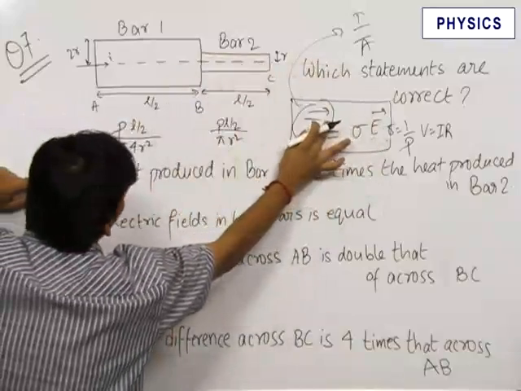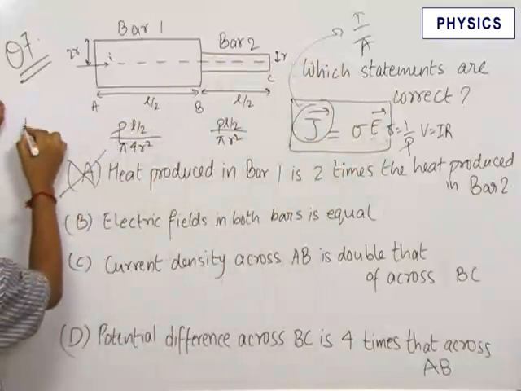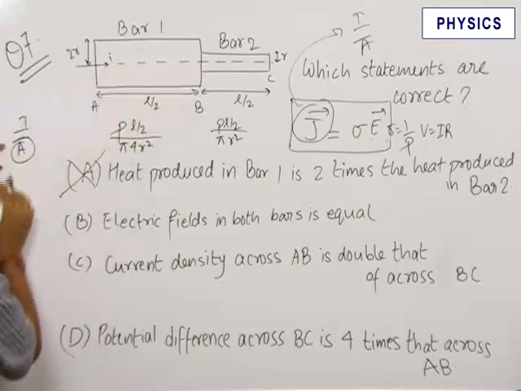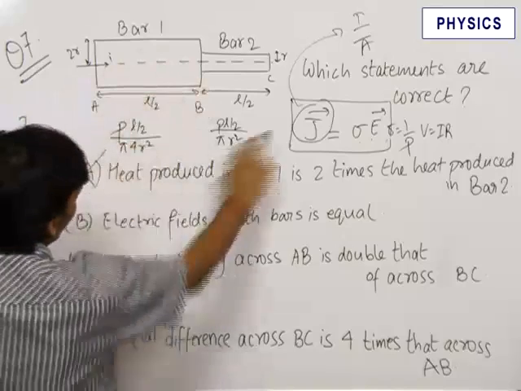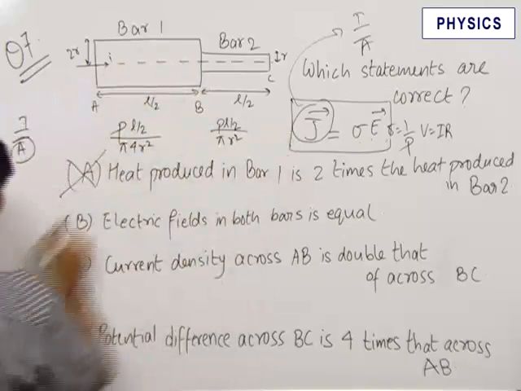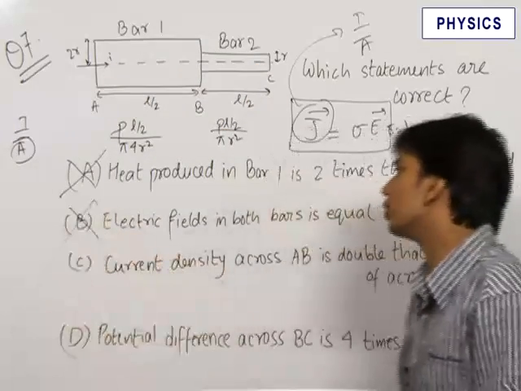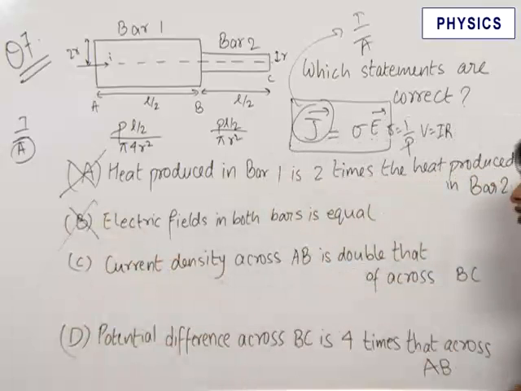Now for J vector to be the same, J vector is current upon area of cross section. Current is already the same in both of them. So the area of cross section has to be the same in both of them for the electric field to be the same. Now we see clearly that the area of cross section is different. Therefore the electric field in both of them will be different. Therefore option B is wrong.